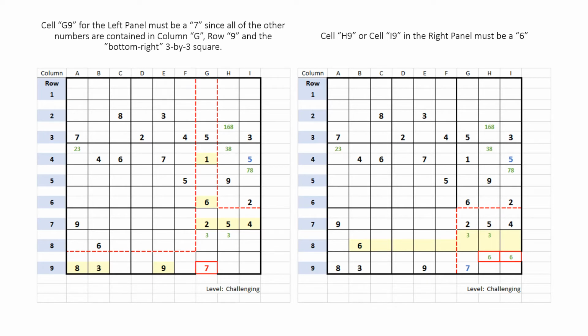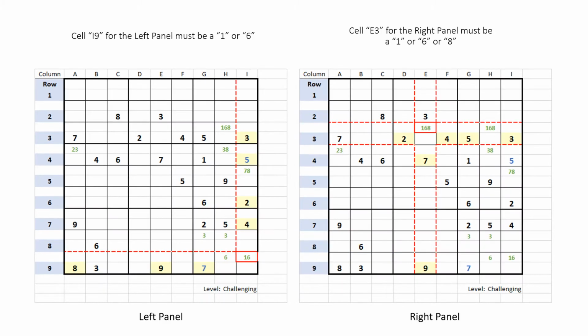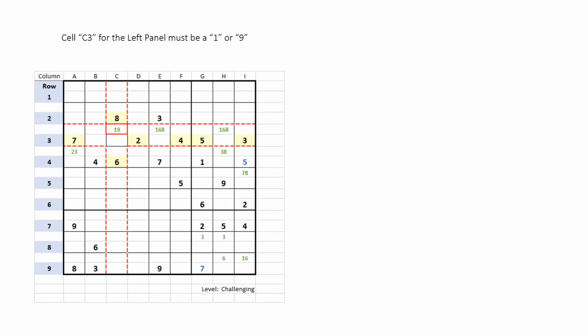Cell H9 or cell I9 in the right panel must be a 6. Cell I9 for the left panel must be a 1 or a 6. Cell E3 for the right panel must be a 1, 6, or 8. Cell C3 for the left panel must be a 1 or 9.